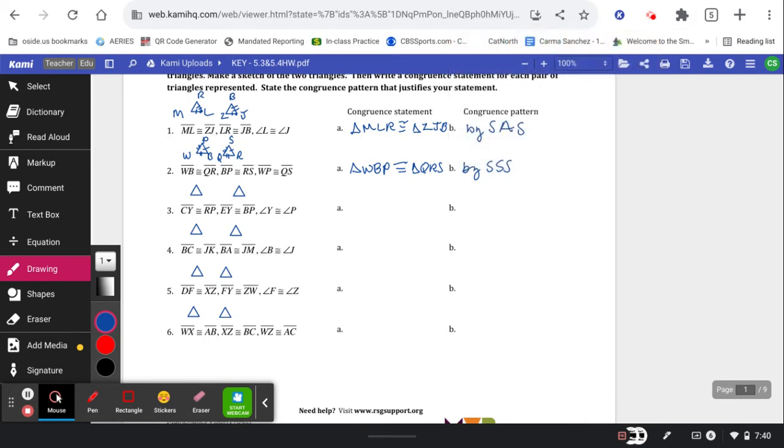All right, so for the next one, it's telling us for number 3 that CY is congruent to RP. And EY is congruent to BP. And angle Y is congruent to angle P. So I see a side angle side there. So we can now say triangle CYE is congruent to triangle RPB.